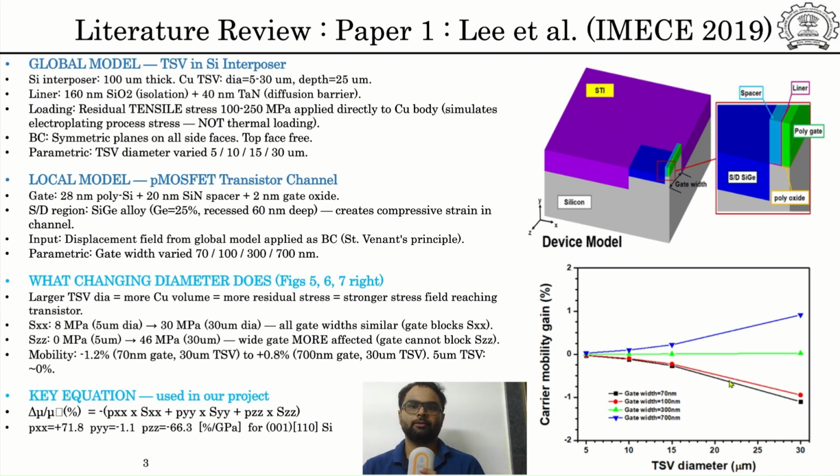Now in this figure the author shows how mobility changes due to TSV stress. We can see the mobility either increases or decreases depending on the TSV diameter and gate width. The TSV variation is around minus 1.2% to 0.8%. Also, silicon germanium stressors improve the mobility, but TSV stress can degrade it. So overall, this paper proved that TSV stress directly affects transistor performance.